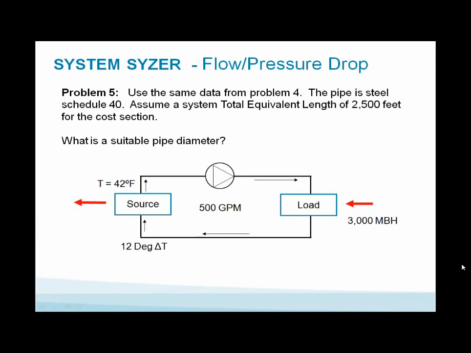And all this is going to come out of the system sizer. Remember, the 2,500 feet of pipe would be the equivalent length of pipe. That would be the equivalent feet for the tees, for the elbows, for everything, and the friction loss will be based on that. So what pipe size would we use in this particular situation? For 500 GPM, 42 degree in, 12 degree delta T with a load of 3 million BTUs.